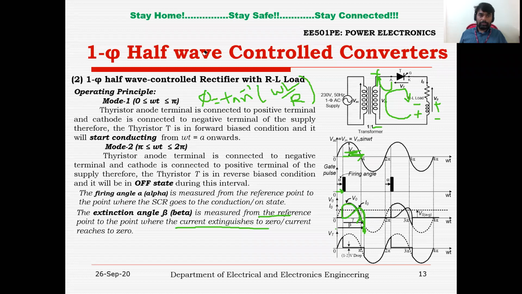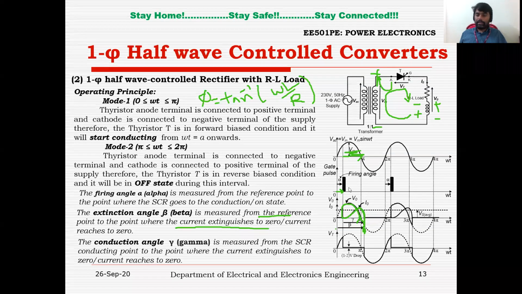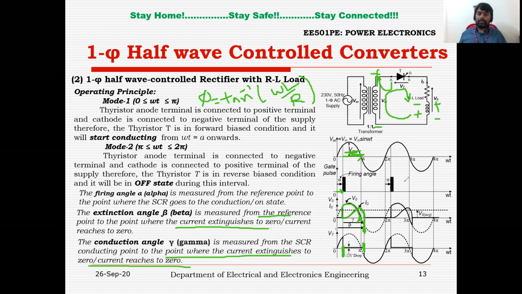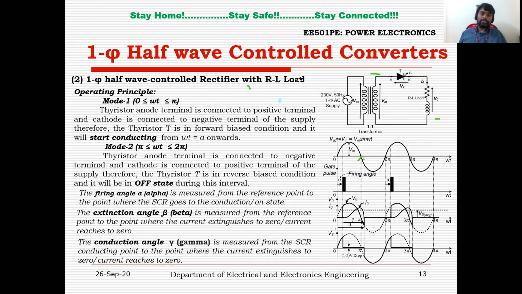Now you have one more angle here, the conduction angle, which is represented by gamma. During the instant from omega t equal to alpha to omega t equal to beta, the thyristor is in conduction state. This duration is called the conduction angle, measured from the SCR conducting point to the point at which the current extinguishes to zero. So here you can see gamma. The relationship between alpha, beta, and gamma is that beta equals alpha plus gamma, where gamma is the conduction angle, alpha is the firing angle, and beta is the extinction angle.